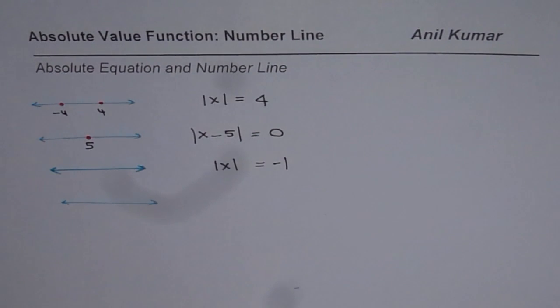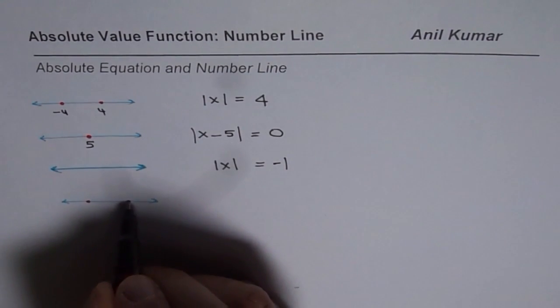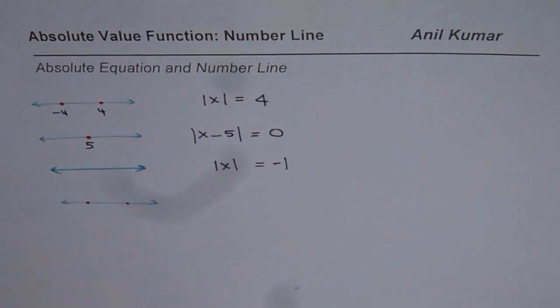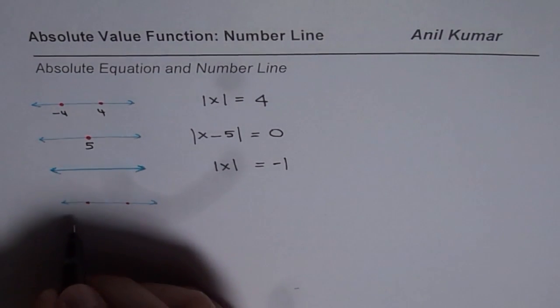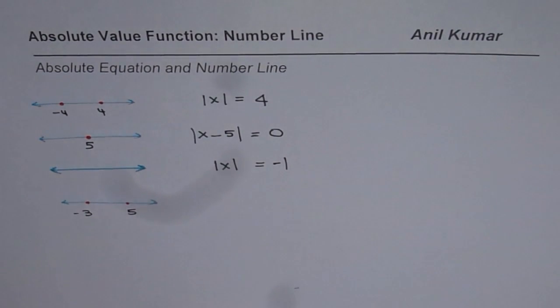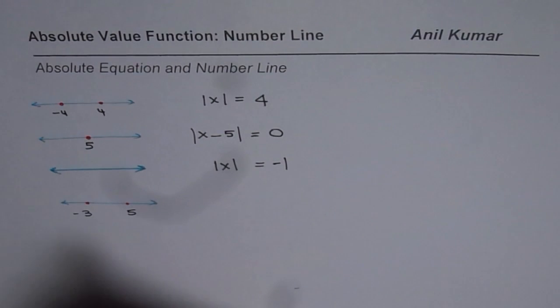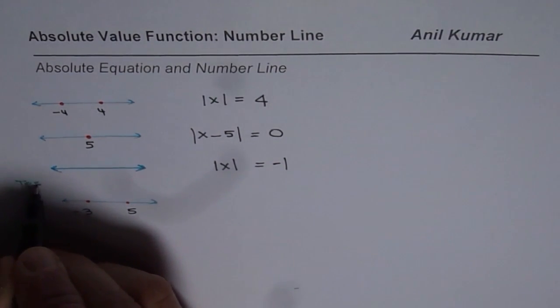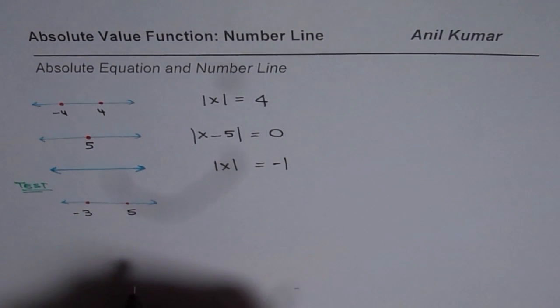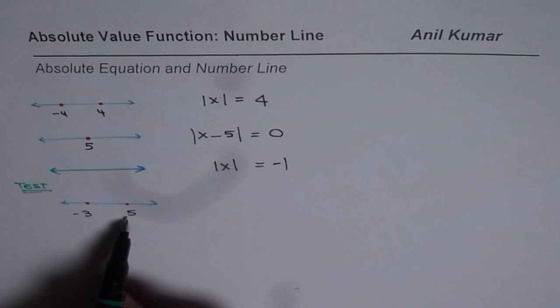Now, here are slightly difficult questions to do. If I give you two solutions, but these 2 points are not like ±4, but instead we have points which are, let us say, -3 and 5. Now that is your test question. How are you going to write an absolute function which represents solution as -3, 5? I would like you to pause the video, write down an absolute function whose solution is x equals to -3 and x equals to 5.